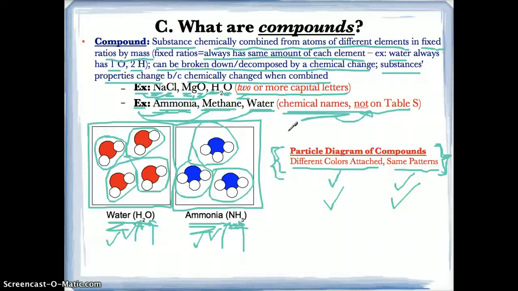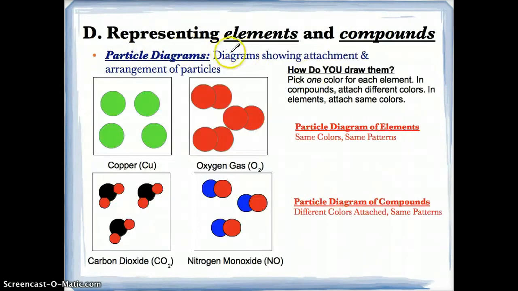How you can tell them apart from elements in terms of their symbols and their names and their particle diagrams is if you have two or more capital letters, you know it's a compound. If it's a chemical name not listed in Table S, you know it's a compound. And in terms of particle diagrams, if you have the different colors attached, but you have the same patterns repeating throughout, you know it's a compound. All right, so there you go.